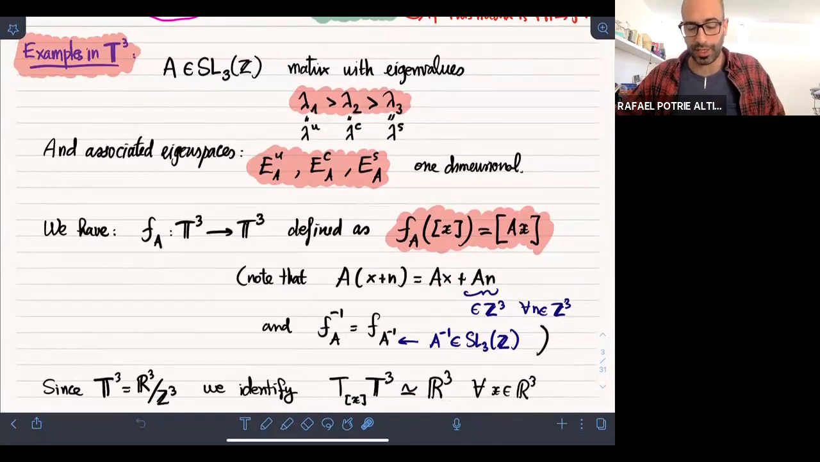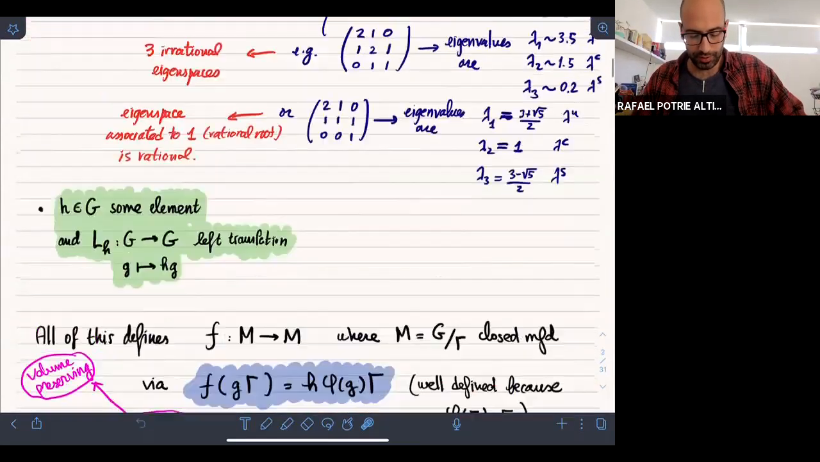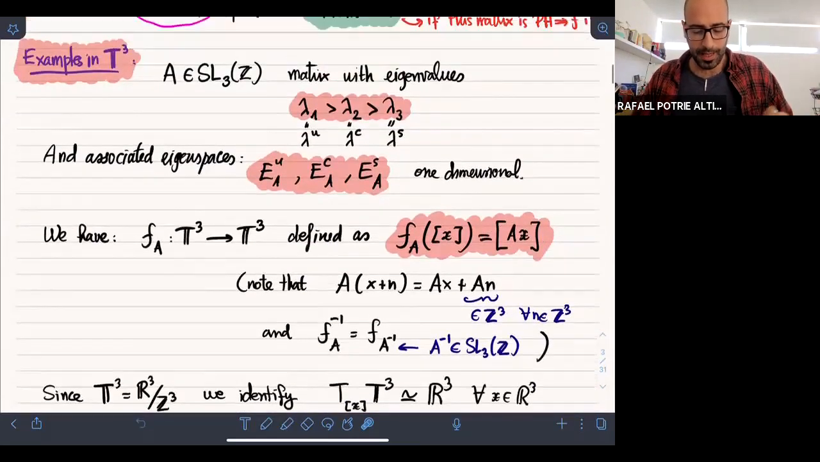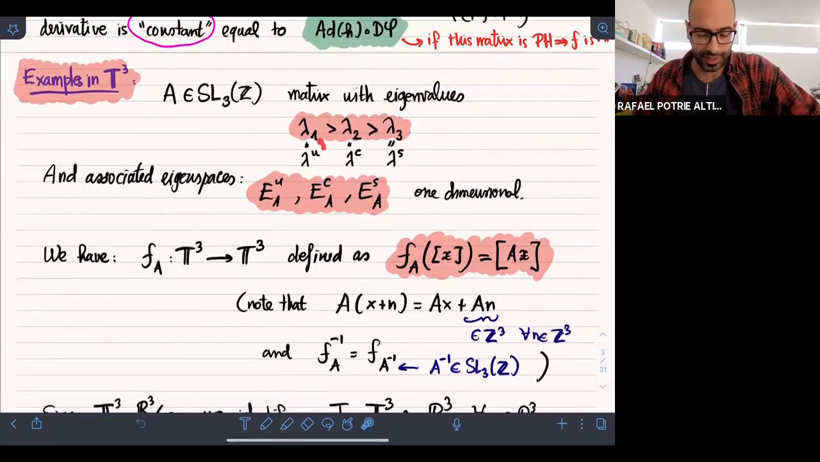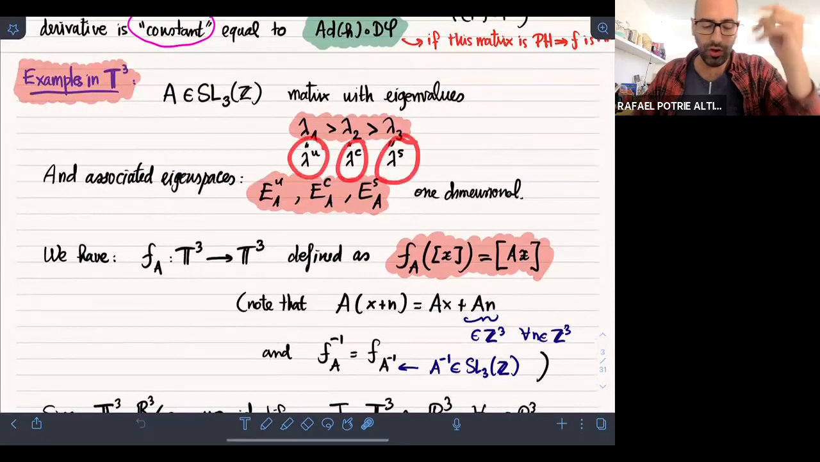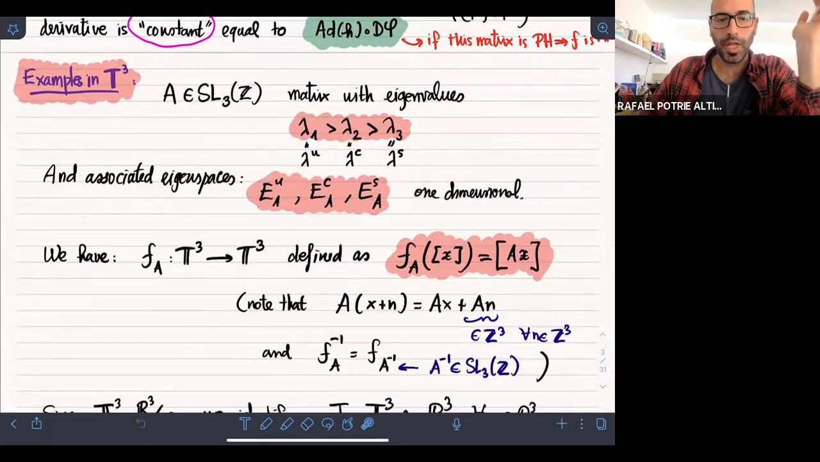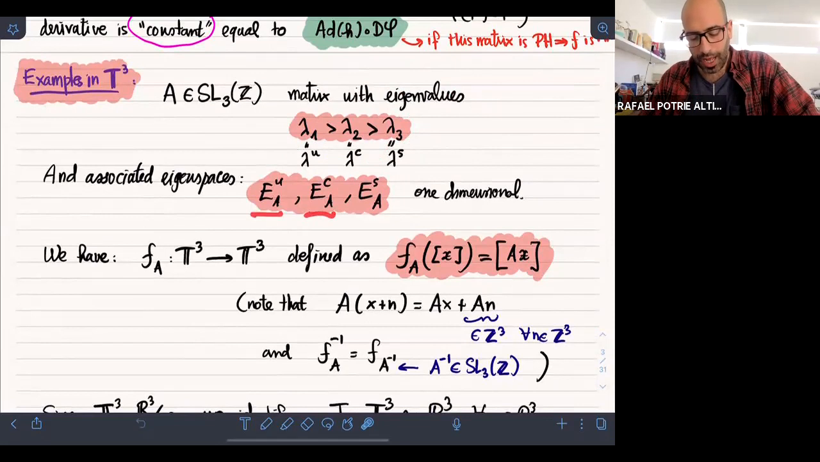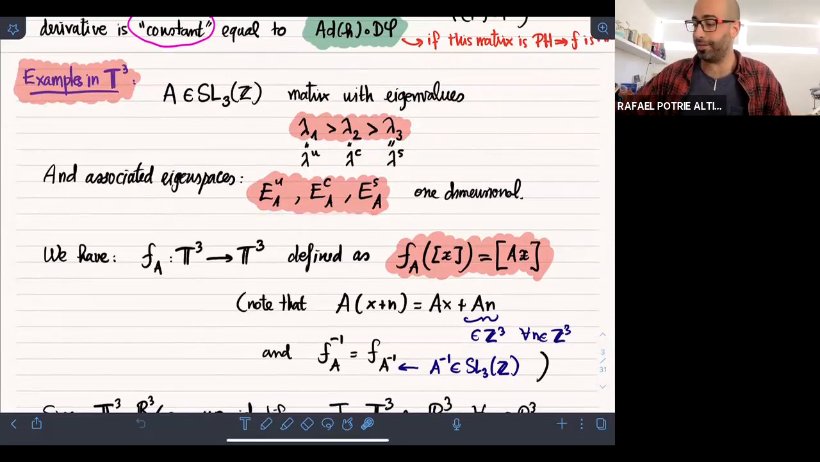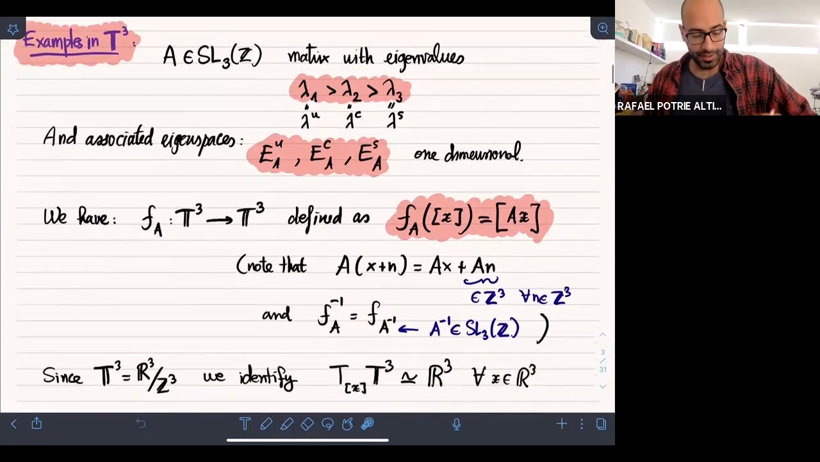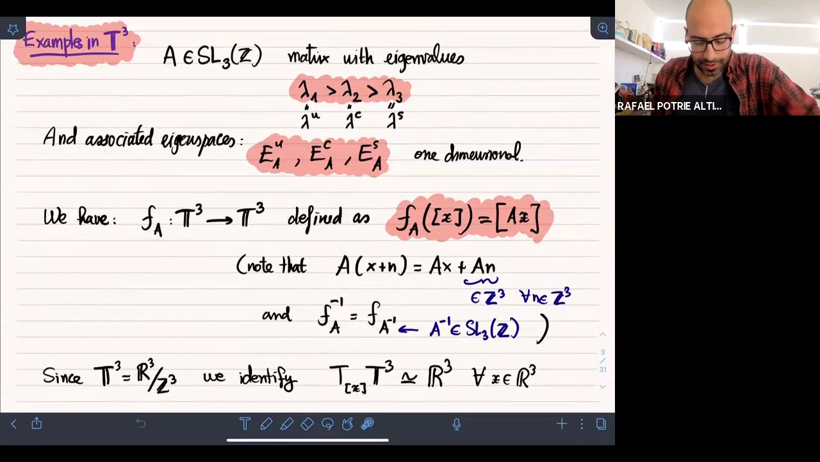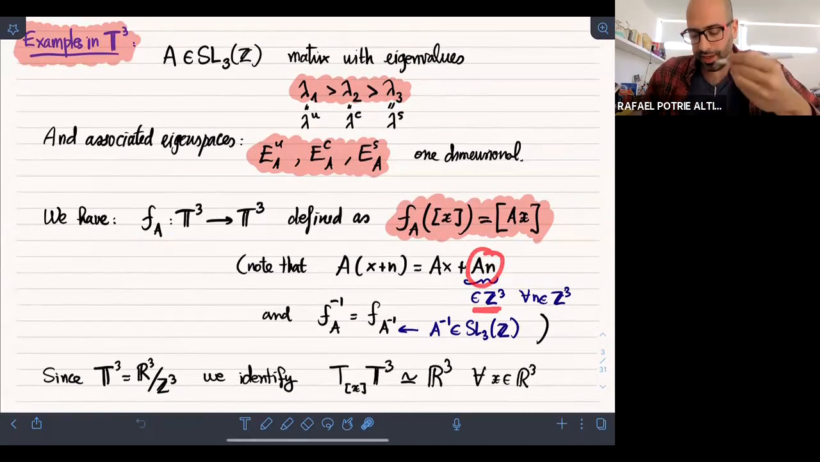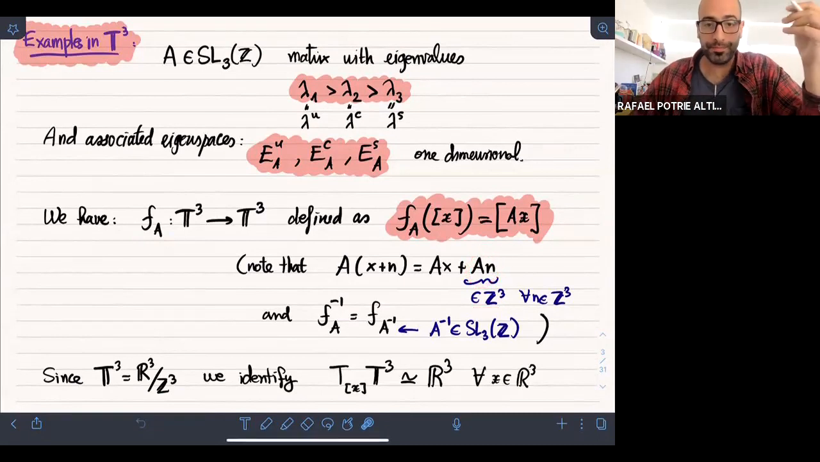You take a matrix with integer coefficients and determinant one. If you want to think about these two matrices, it's okay. The condition is that the eigenvalues, all of them, are different. Okay, and so you will have one-dimensional eigenspaces, and if you define F_A of X to be the class of A of X, as we said, since the matrix preserves the integral lattice, this is well defined in the quotient.